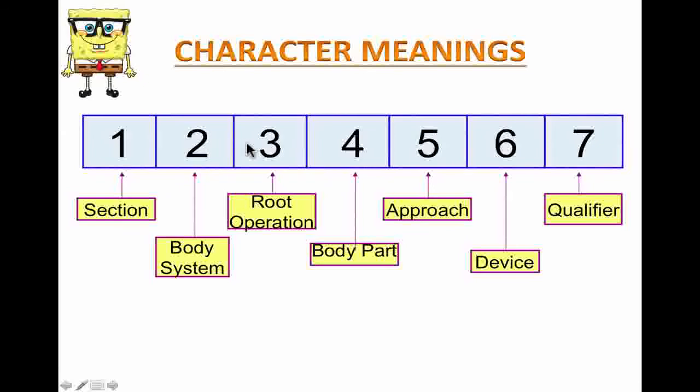The third character is called root operation. In other words, the precise procedure performed. For example, biopsy, fracture repair, kidney transplant, gastric bypass, pacemaker implant, etc. For now, I just want you to focus on the first three characters only, because it's very, very important to get it right so that it will lead you to the right ICD-10-PCS table. If you don't have the right table, then the remaining characters will be useless.